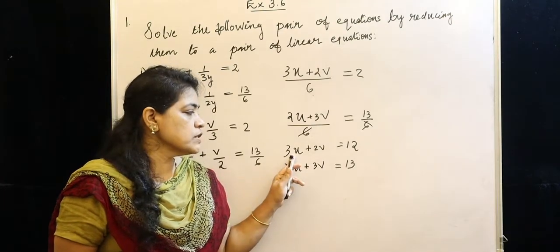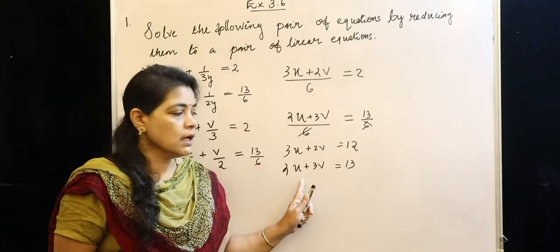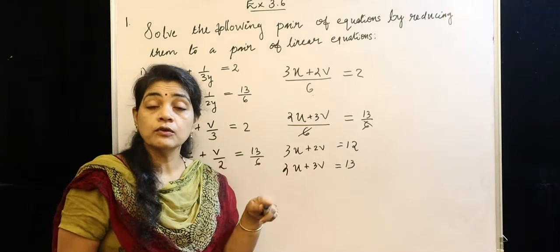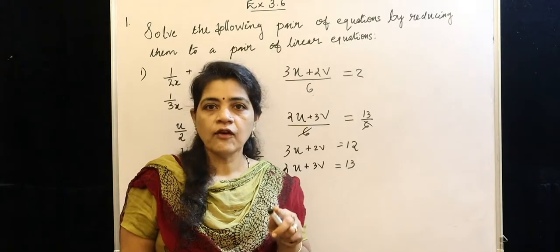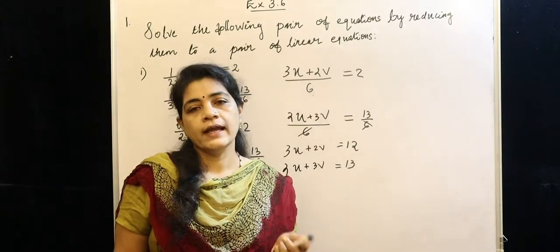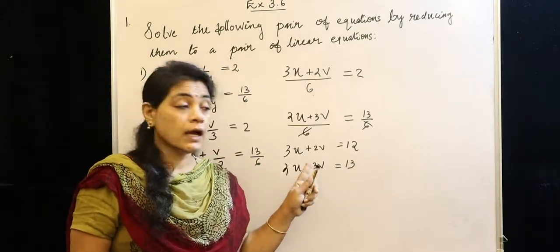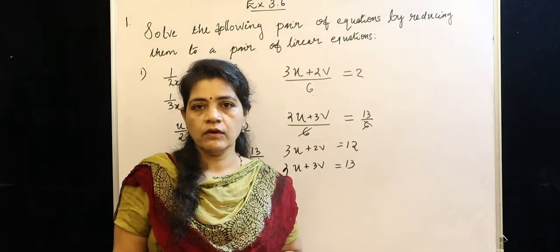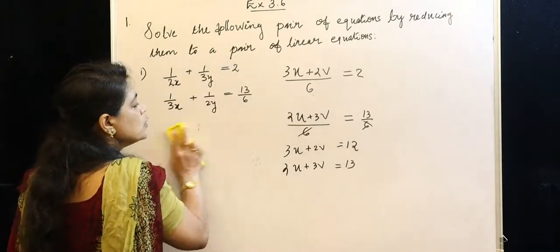In the first equation the coefficient of u is 3, here the coefficient of u is 2. Here also the same. So we have to make them equal. Understood? If both have the same coefficient, you can easily get the value of u and v. But here, in both equations, either u or v have no common coefficient. So we have to first make them the same coefficient. That is what we are going to do.